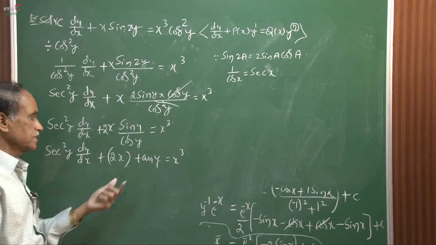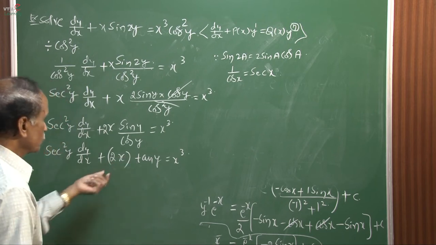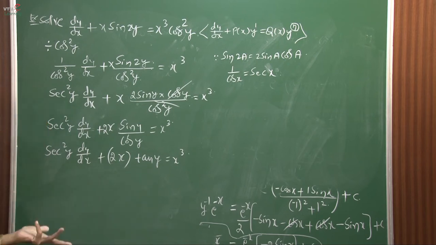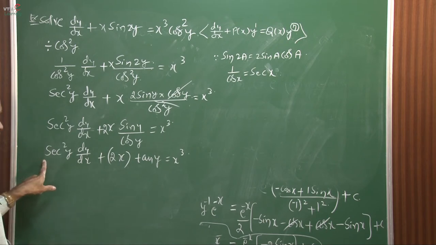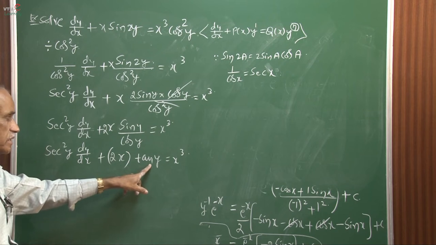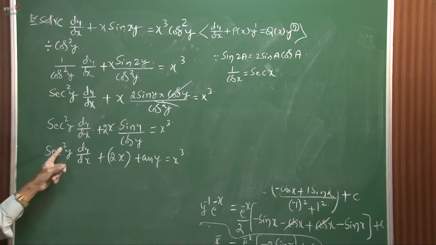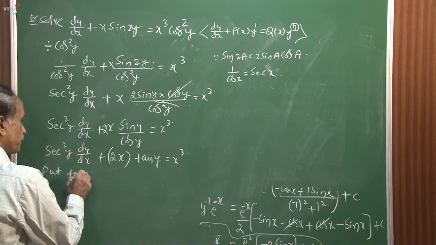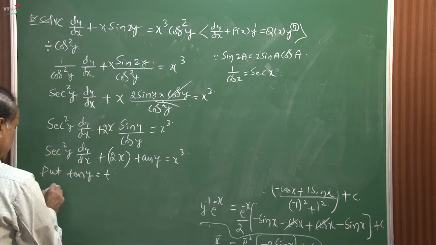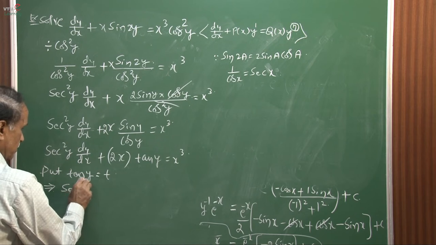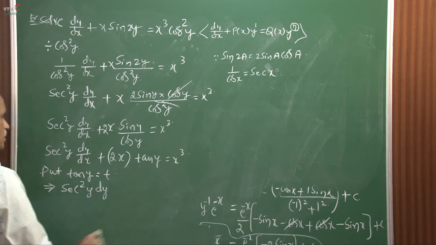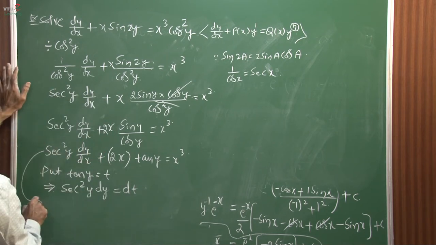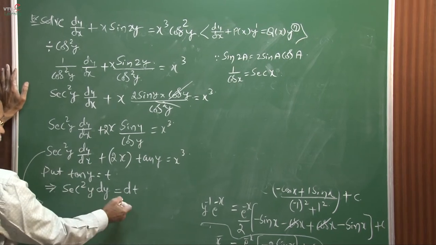But on the left side, the second term is 2x into tan y. Therefore, you take a substitution. What is that tan y? Take another symbol, since differentiation gives us secant square y into dy. Now put tan y equal to t. This implies, on differentiation, secant square y into dy equal to dt. So secant square y into dy is equal to dt.